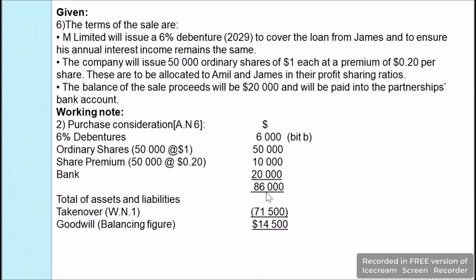So the total amount of money which M Limited is paying when they are purchasing the partnership is $86,000. Now, as we have done the total of sundry assets less liabilities in our first working notes, we got that as $71,500, so this should be the net asset value of the partnership firm. However, the business is paying $86,000, so the difference, $86,000 minus $71,500, will be the goodwill, which will be $14,500, which M Limited is purchasing from the partnership.